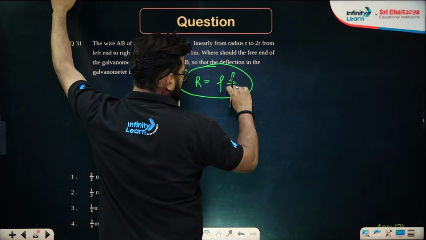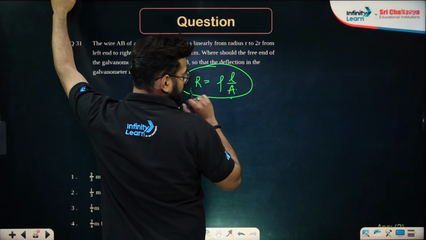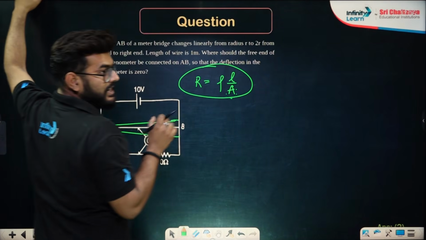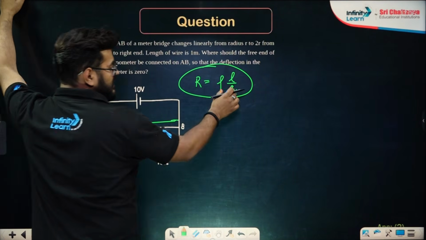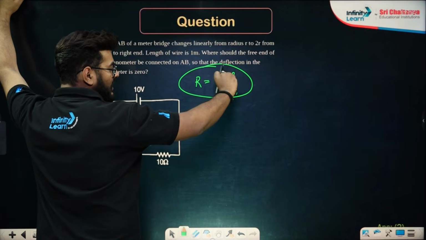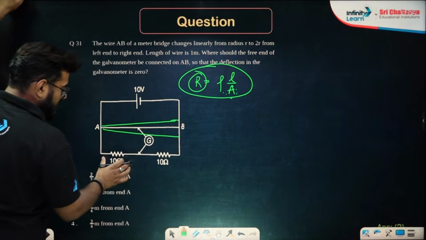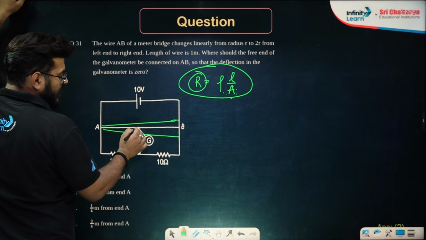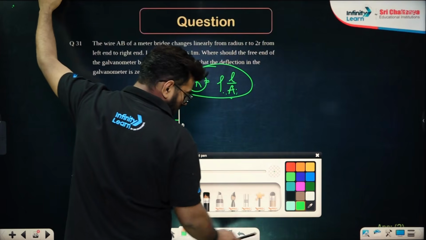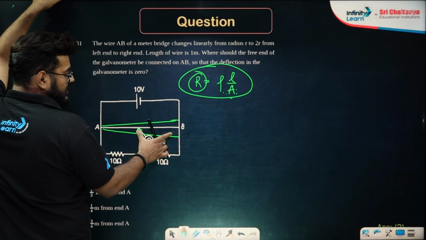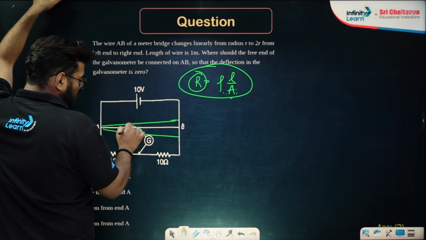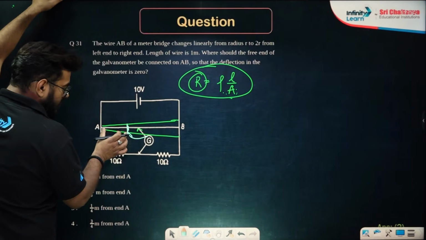Correct. So more is the area, if there is more area, then the lesser should be the length also. If the area is high, then the length should be high. And if the area is less, then the length should be less, because you want to match. See, there is 10 ohm, 10 ohm. That means wherever the galvanometer should tap, both of their resistance should be same. So here you can see the radius is increasing. That means the area is more. Therefore, the length over here should also be more. So the balance point of the galvanometer should be towards over here.